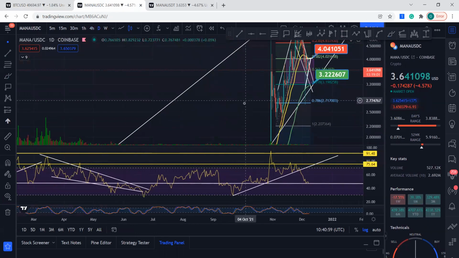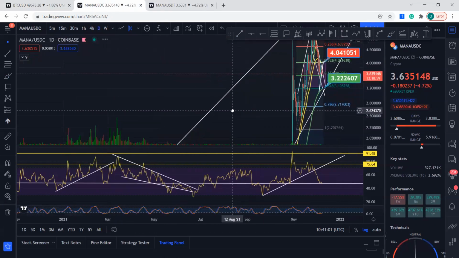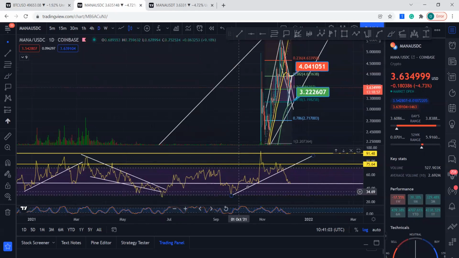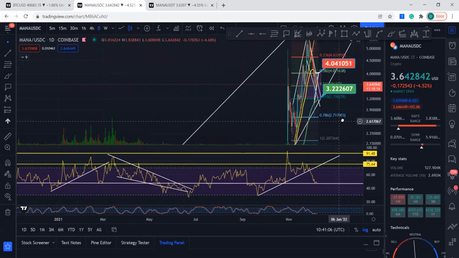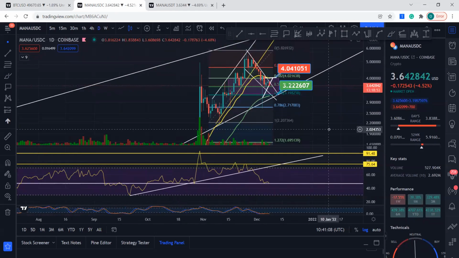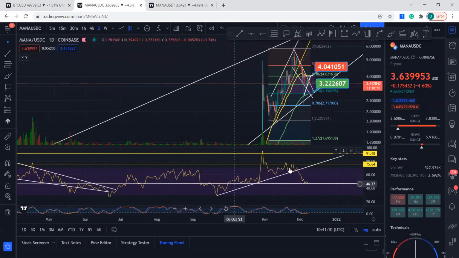So with Mana, you can see that it was in this rising momentum where the price was going up. It came down. Now you can see it's holding this support.